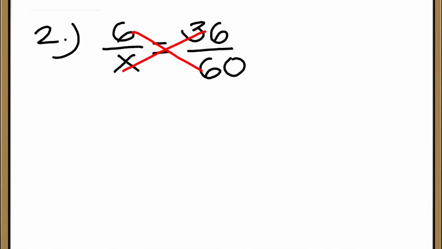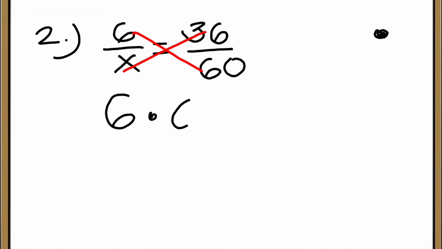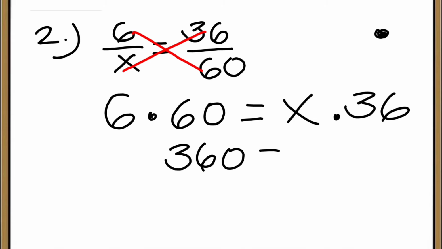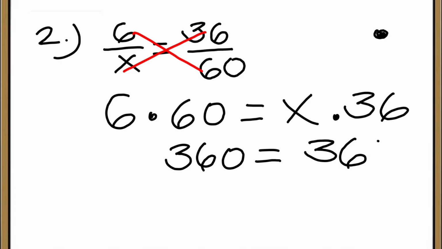Dahil ang missing term natin ay x, so gagamit muna ako ng dot for multiplication, kasi baka mapagkamala natin yung x times din yun, ano? So, let's proceed. 6 times 60 equals x times 36. So, 6 times 60 equals 360 equals x times 36 equals 36x.